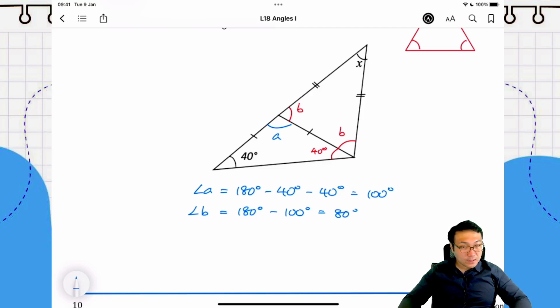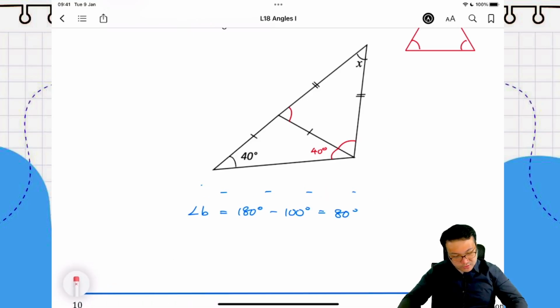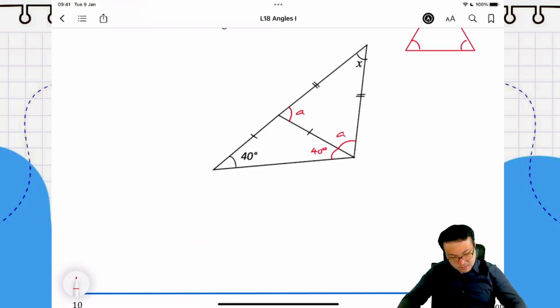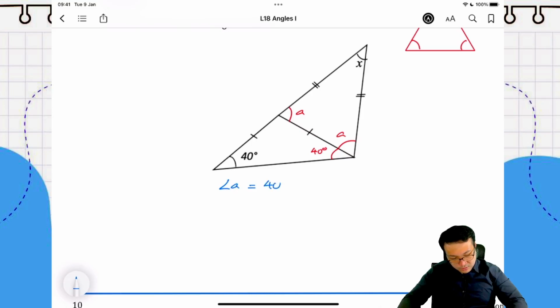B. Yeah, actually we don't need to find angle A, right or not? We don't even need to find angle A. Because what rule are you using? External angle. Yes. So let's immediately say that angle B equals 40 plus 40. Okay, then we are using the rule sum of interior opposite angles.